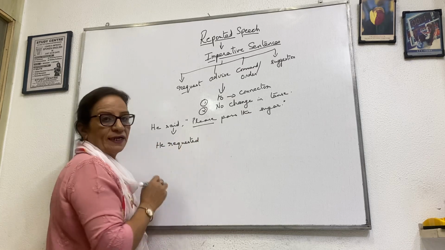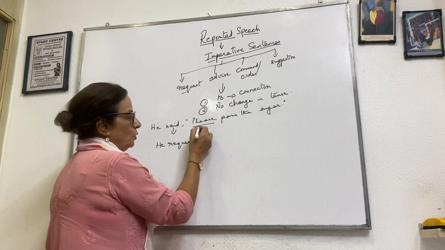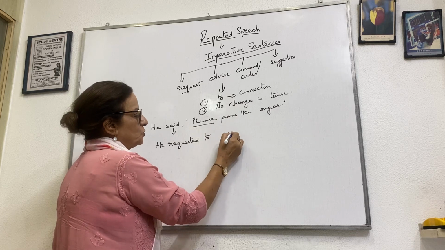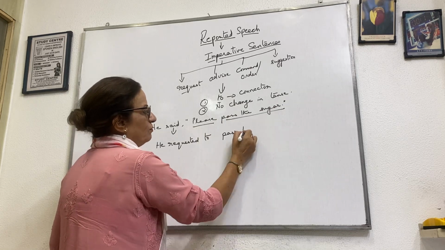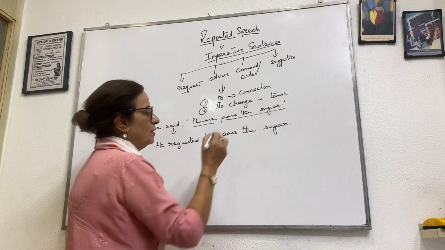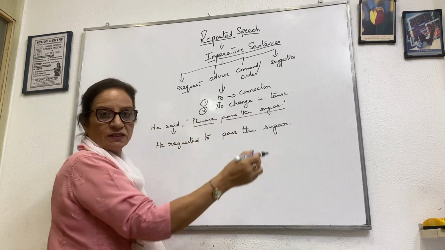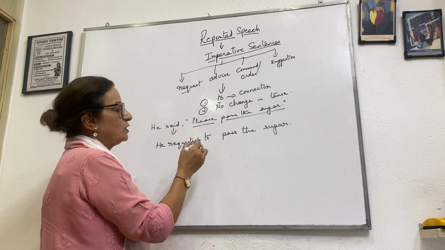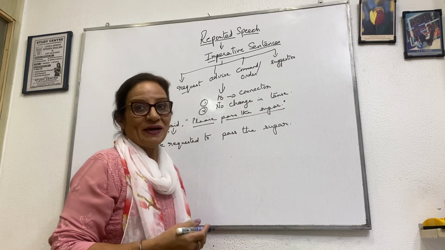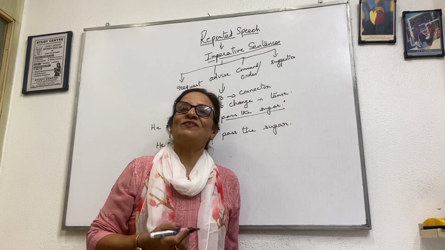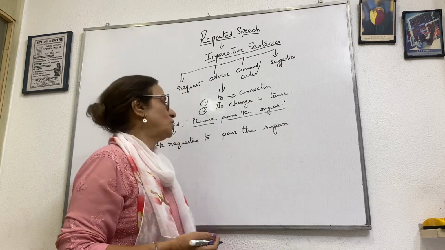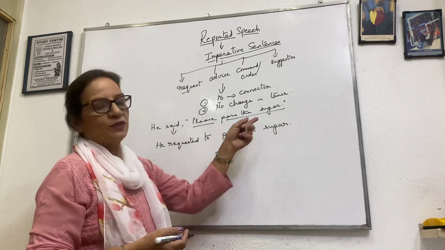Now I told you the connector will be to. So remove the inverted commas, to pass the sugar. As it is, we will write it down. No change in the tense. So he said, please pass the sugar. He requested to pass the sugar. Simple. Imperative sentences are comparatively very easy. You only have to use to, and you have to change the reported verb according to the sentence.